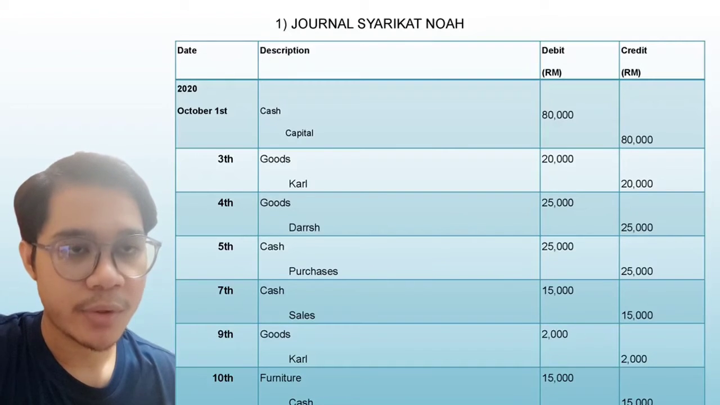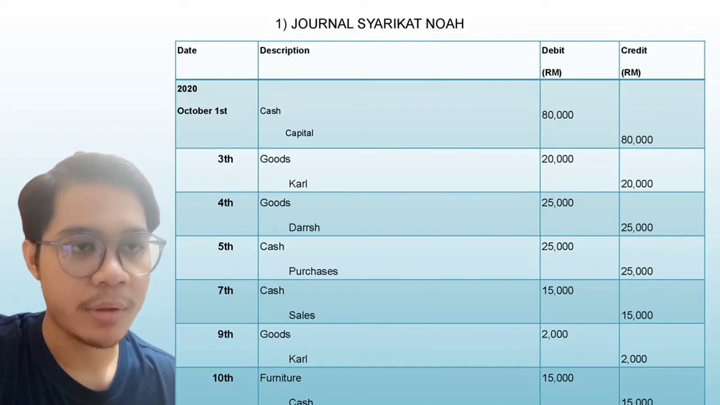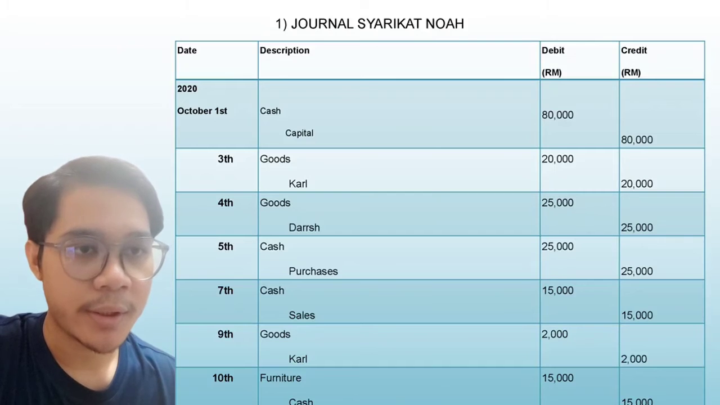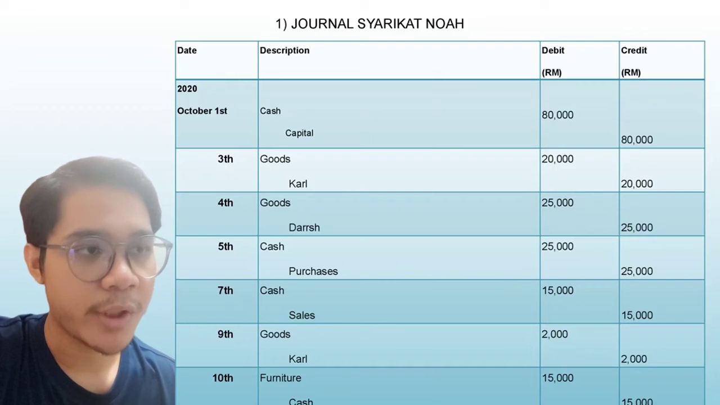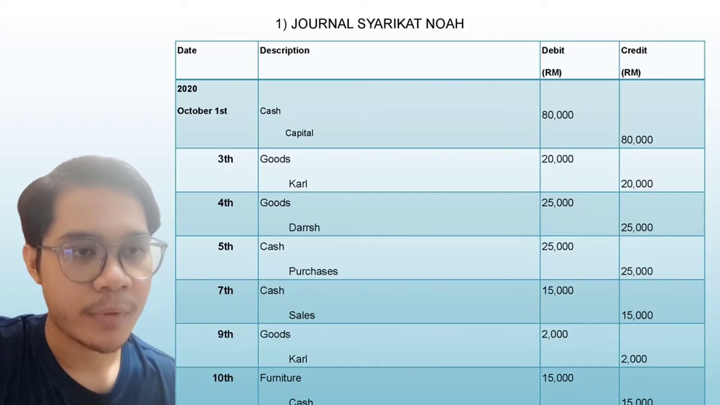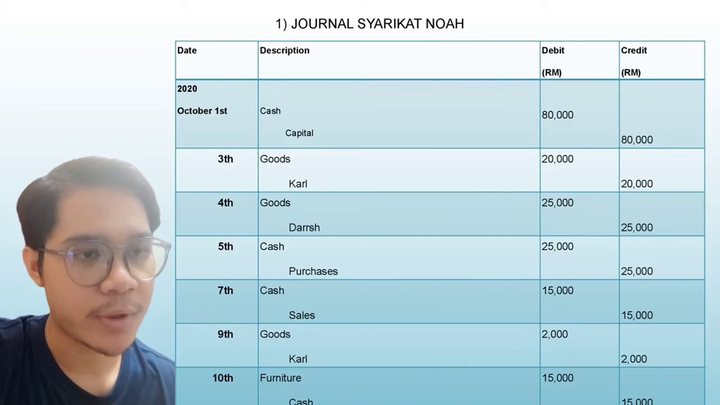On October 1st, 2020, there were cash and capital. Cash was on debit for 80,000 and capital was on credit for 80,000. The third one is goods and car. Goods were on debit for 20,000 and car was on credit for 20,000. The fourth one is goods and dash. Goods were on debit for 25,000 and dash was on credit for 25,000.